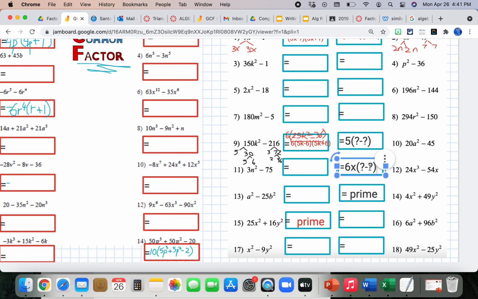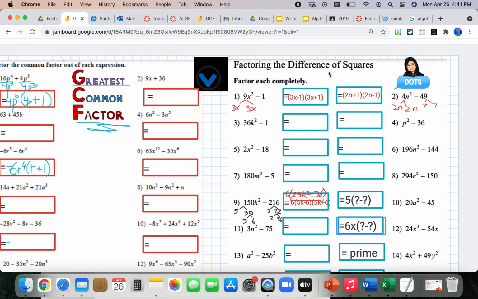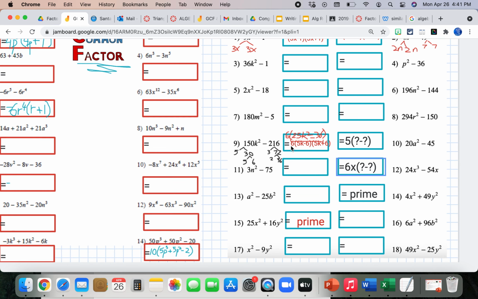And I feel like after you write the number that replaces these question marks, you can still factor it using the difference of two squares. Okay, so some of these problems we have to factor out the common factor and then you will be able to use the difference of two squares to factor it, just like how I showed you in number 9.